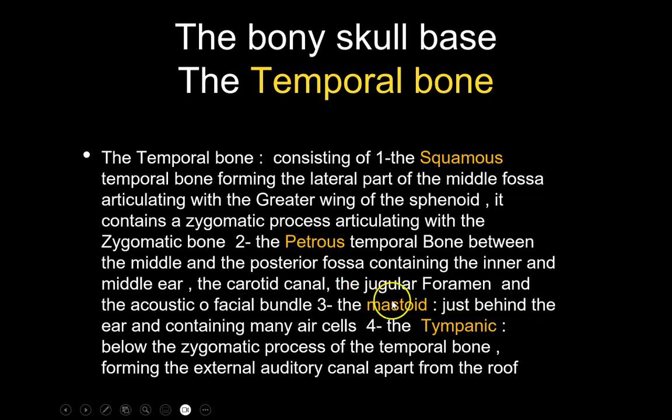The third bone is the mastoid, just behind the ear and containing many air cells, as you know, the mastoid antrum and air cells. And a small bone, the tympanic bone, is below the zygomatic process of the temporal bone, forming the external auditory canal apart from the roof formed by the squamous temporal bone. So, temporal bone: squamous, lateral to the sphenoid greater wing; petrous, containing the structures and separating the middle from the posterior fossa; mastoid, behind the ear; tympanic, the lateral wall and floor of the external auditory canal.